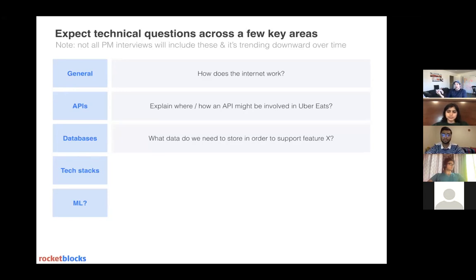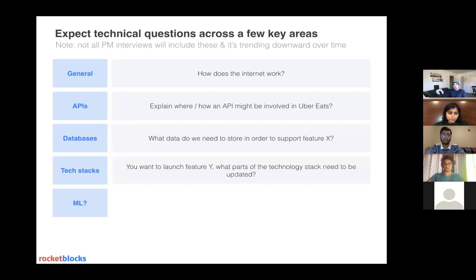Same questions often come up in terms of databases, but there's a bunch of different flavors here. It might be, if we want to build this new feature, what type of data do you think we need to store to support it? Or, we have this type of data stored in our database today, and we want to do Y. Is that possible with the data we have? Do we need some sort of new data? That type of stuff.